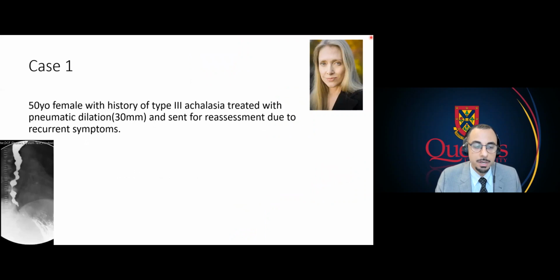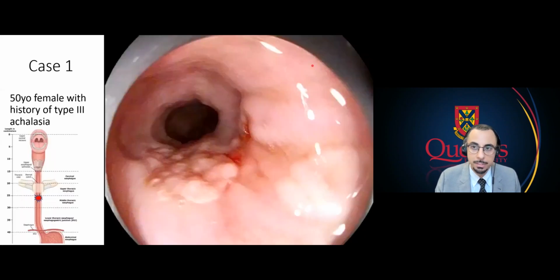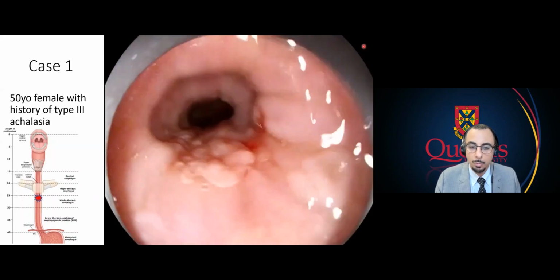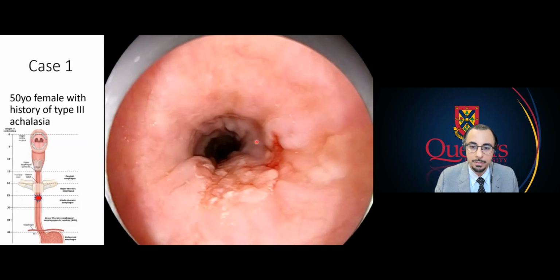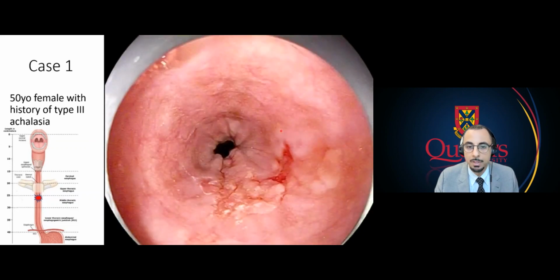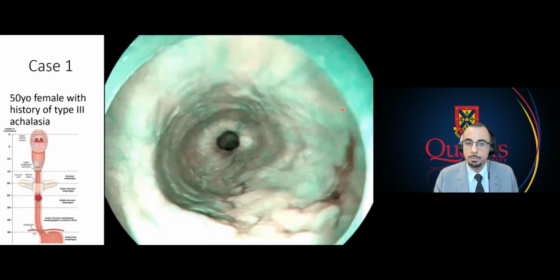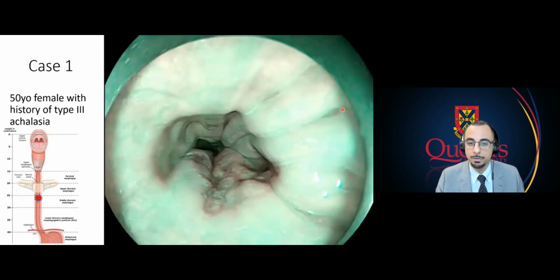So the first case is a 50-year-old lady. She had a history of type 3 achalasia that was previously treated with pneumatic dilation. She did well for a number of years, and then she was re-referred due to recurrent symptoms. And this is her endoscopy here. So with white light, you can see there's a lot of contractions going on, and then there's also this abnormality here. And we can also use different types of light with endoscopy, and they help highlight different features.